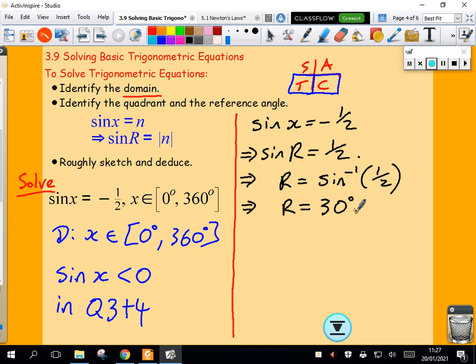I should, of course, identify that the domain is given in degrees, so my answer has to be degrees. I'm not dealing with radians here. So my reference angle is 30 degrees. Again, going through my steps. First thing, identify the domain, all the numbers from 0 to 360. Identify the quadrant and the reference angle. We saw that sine was negative, therefore in quadrant 3 and 4. Sine of x is negative 1/2, so sine of the reference angle is positive 1/2. Working that out, we can figure out that the reference angle has to be 30 degrees.